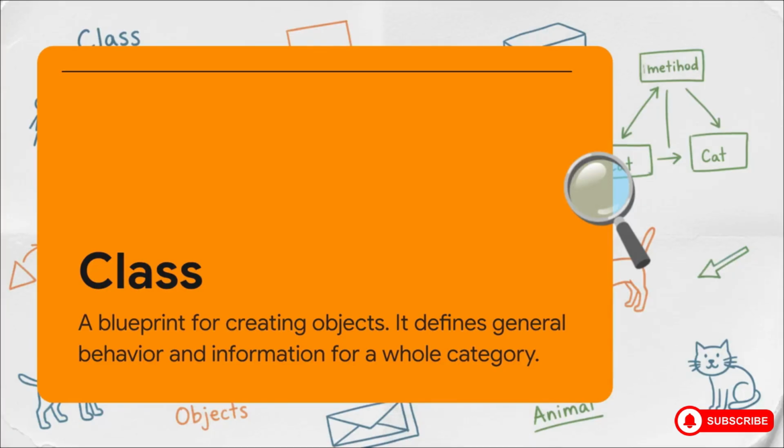The absolute best way to think about it is as a blueprint. I mean, think about it. A blueprint for a house defines how many bedrooms it has and where the doors go, but it isn't an actual house, right? You can't live in a blueprint. A class works exactly the same way. It's the template that defines what something is and what it can do, but it's not the thing itself.